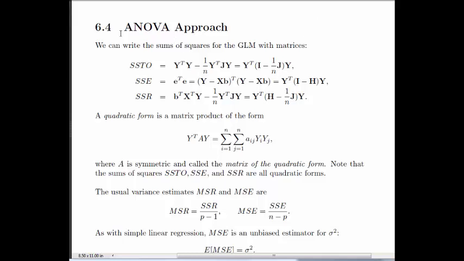In this video, we'll take a look at the ANOVA approach to the general linear model. We can write the sums of squares for this general linear model in terms of matrices. Again, just to remember, this stands for the total sum of squares, and this stands for the error sum of squares, or residual sum of squares, and this is our regression sum of squares, or model sum of squares.